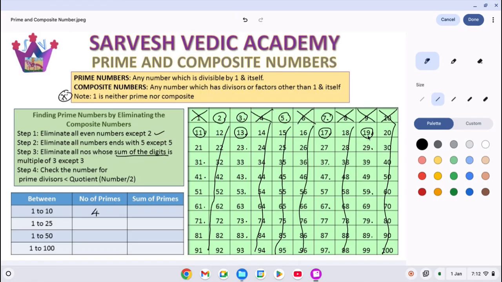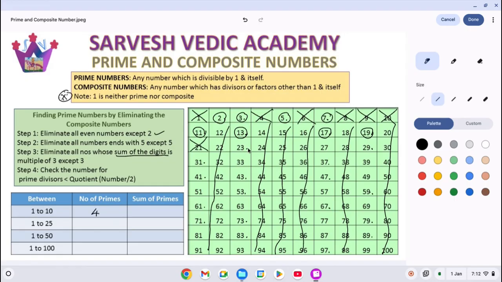Here all we have to check is the sum of the digits. See here, 2 plus 1 is 3, which is a multiple of 3, so we can eliminate it; 21 is a composite number.